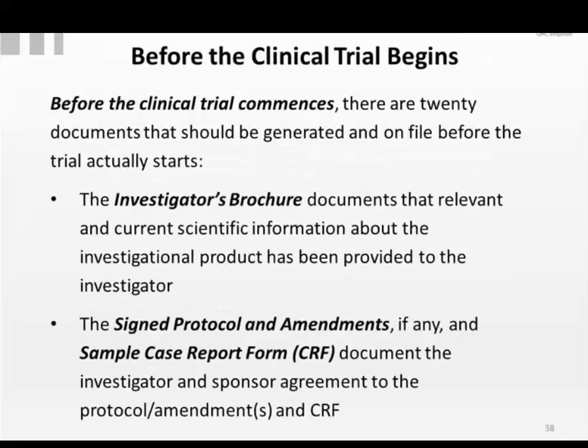So what are the documents to collect before the trial begins? There are 20 documents identified that should be generated and should be stored before the trial actually starts. The investigator's brochure. This documents that relevant and current scientific information about the product you're investigating has been provided to the investigator. The signed protocol and amendments, if there are any, and sample case report form, or CRF, will document the investigator and sponsor agreement to the protocol, the amendments, and the CRF. Everyone must be in agreement, and that must be signed off on.